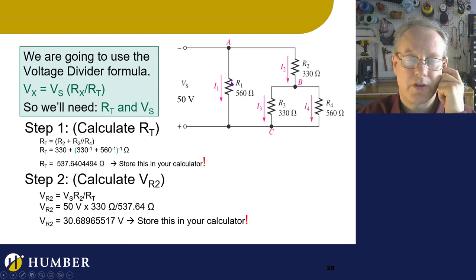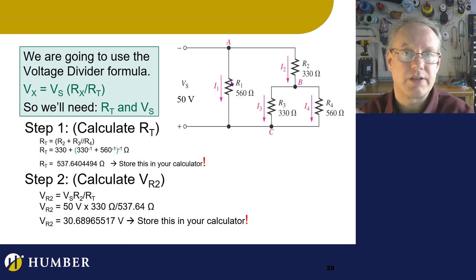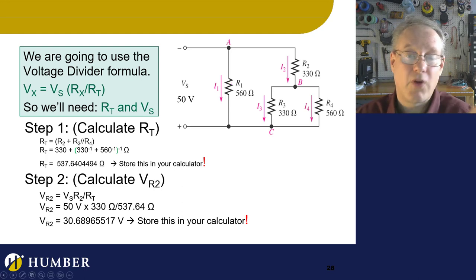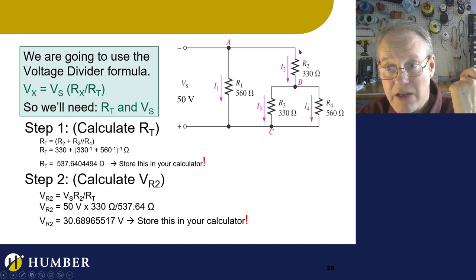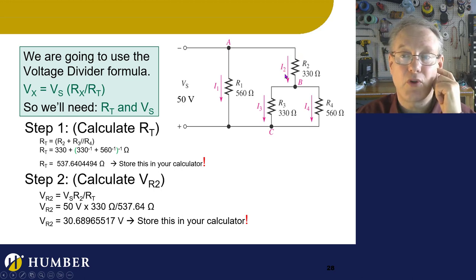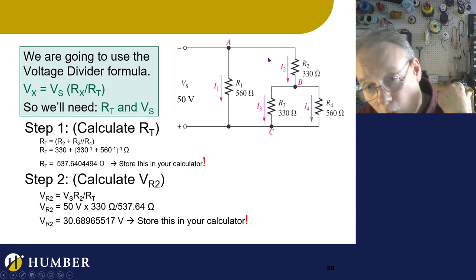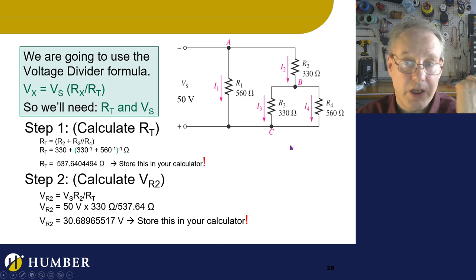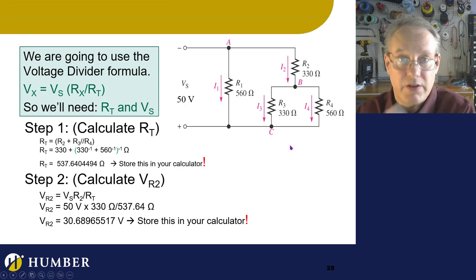R1's not dividing the voltage. It's got nothing to do with the total resistance. So, moving forward, let's just do the math and take a look at this. I'm going to take the source voltage, which is seen right here, and if I want the voltage drop across R2, I'm going to take the source voltage and multiply it by R2 and divide it by the total resistance.